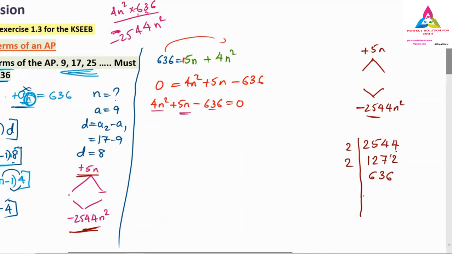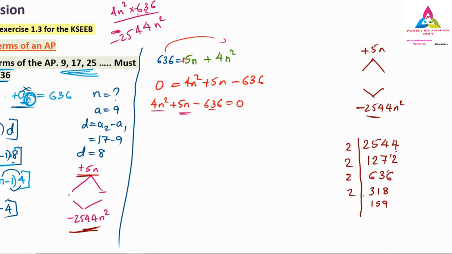2 threes are 6, then 2 ones are 2, then 1 remains, 2 eights are 16. Next, again it is an even number, so again we can divide by 2. 2 ones are 2, 2 fives are 10, 2 nines are.